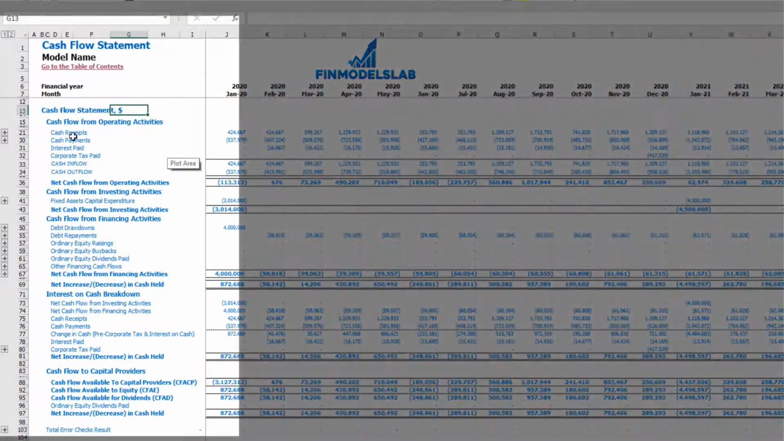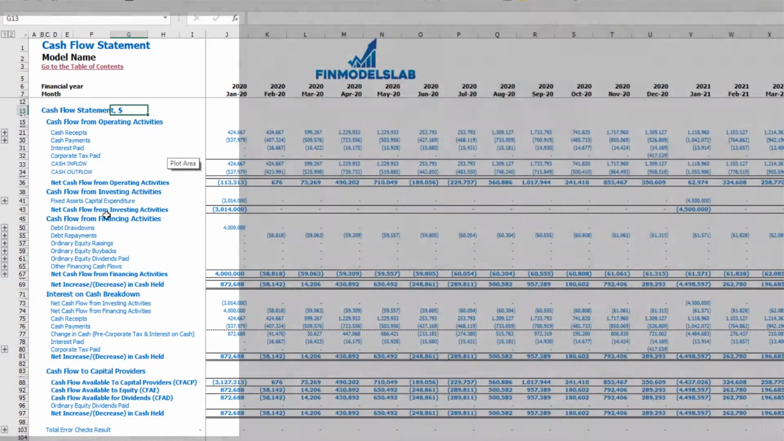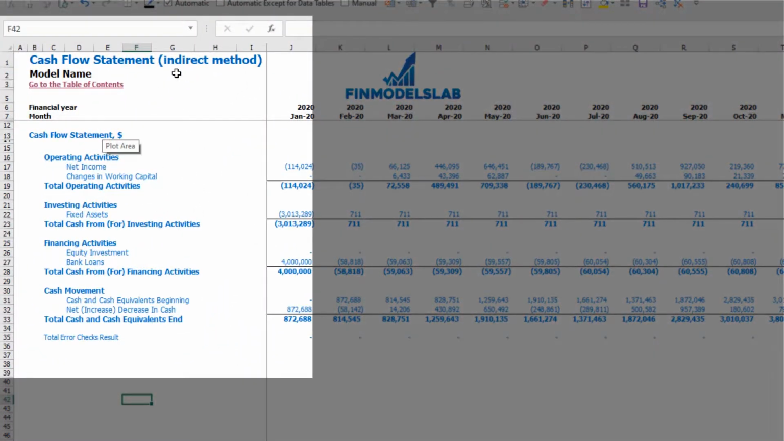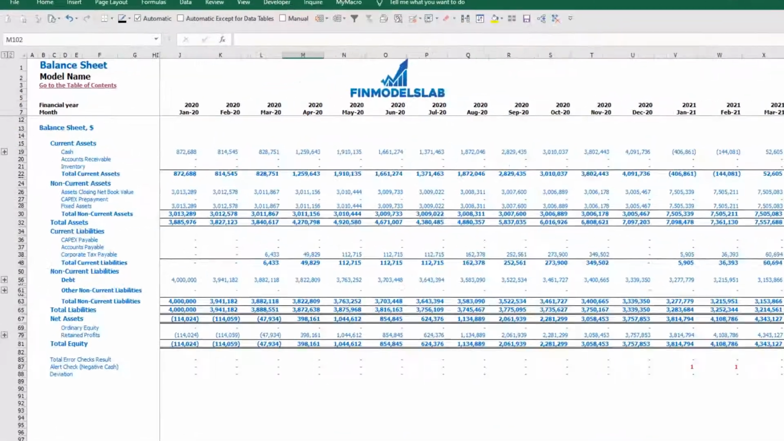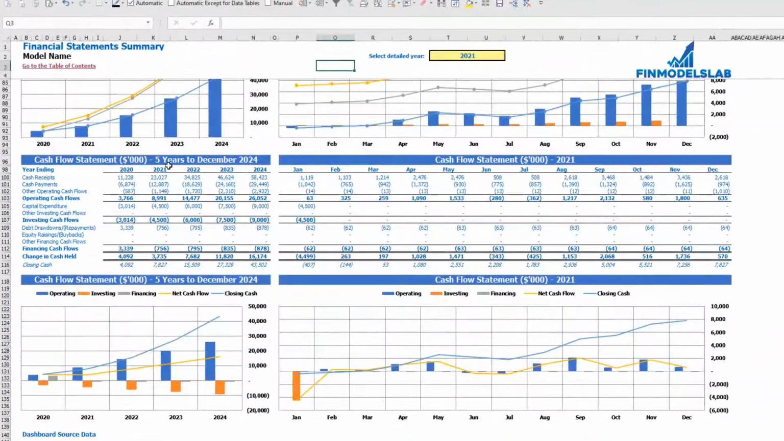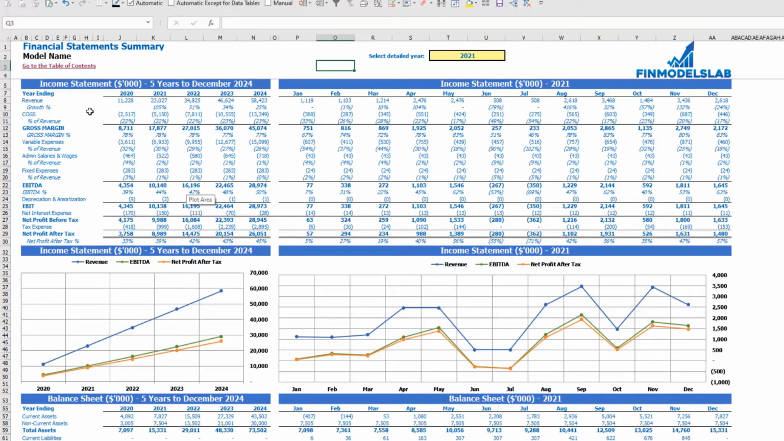On the cash flow statement you may see your cash flow broken down by cash flow from operating activities, cash flow from investing activities, and cash flow from financing activities. The same information you may see on the cash flow statement in a direct method, operating, investing and financing activities, but in more collapsed form. Just easier to see the information here. And the balance sheet will show you the breakdown of your current assets, non-current assets, current liabilities, non-current liabilities and equity by its subcategories. The summary of 3 statements you may find on the Financial Statement Summary tab.